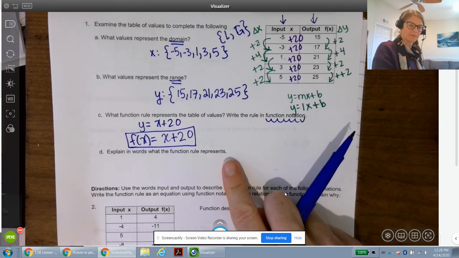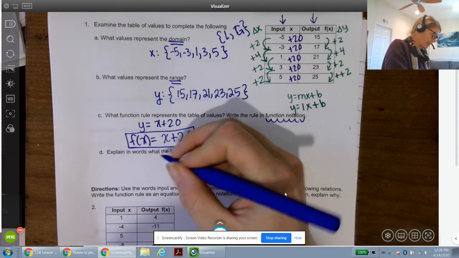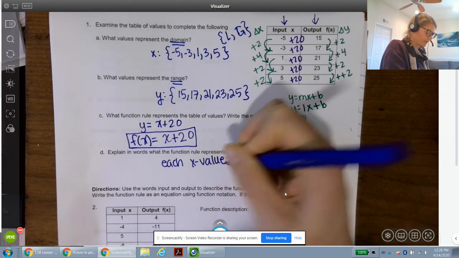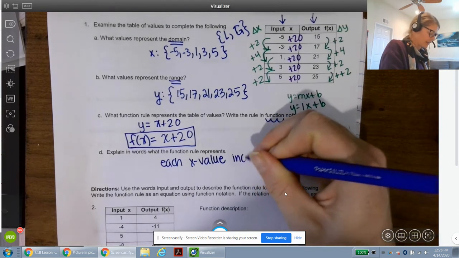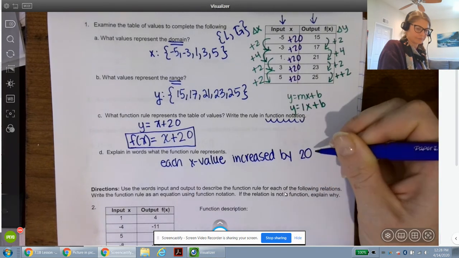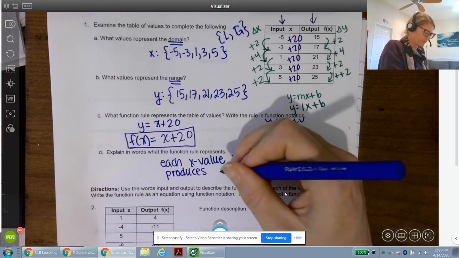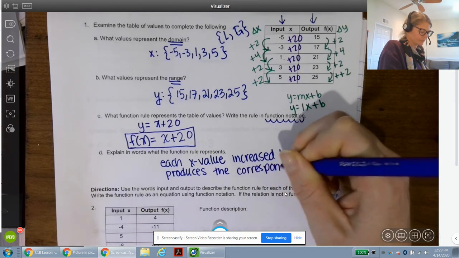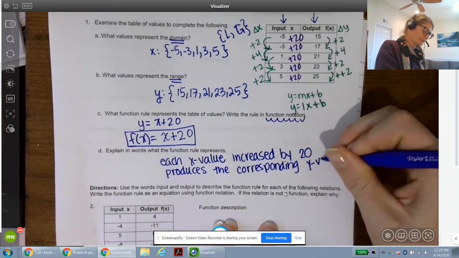So explain in words what the function rule represents. It represents each x value. How can we say, should we say added by 20, increased by 20? Ooh, I like how increased by 20 sounds. Increased by 20 produces the corresponding, and because I used x value here, I'm going to use y value.